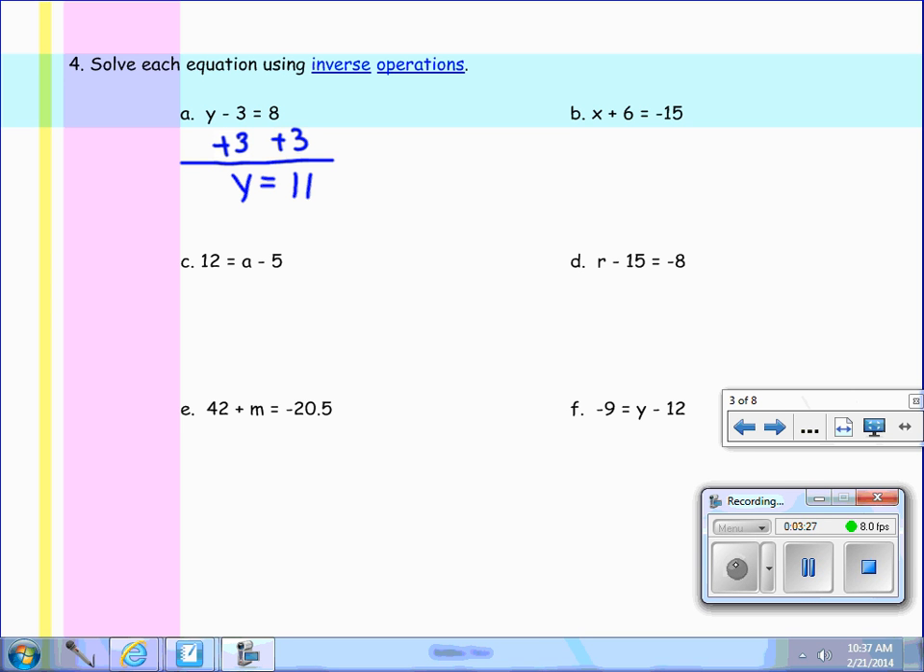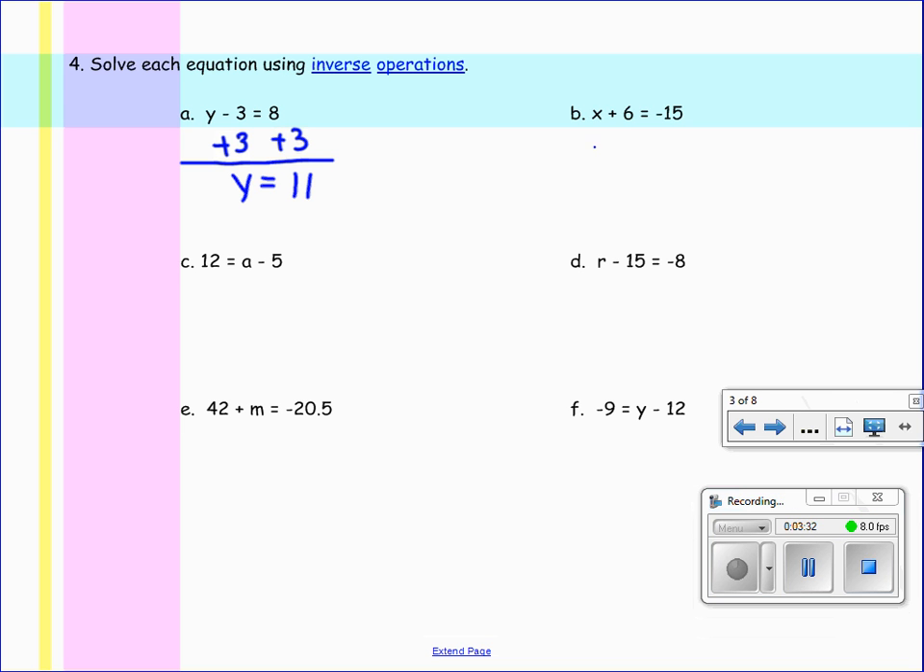In B, again, my goal is to isolate the variable. So I'm going to subtract 6 from this side of the equal sign. I'm going to subtract 6 from this side. 6 minus 6 is 0, so all I have left on that side is x. Then I have negative 15 minus 6 is negative 21. So x is equal to negative 21.